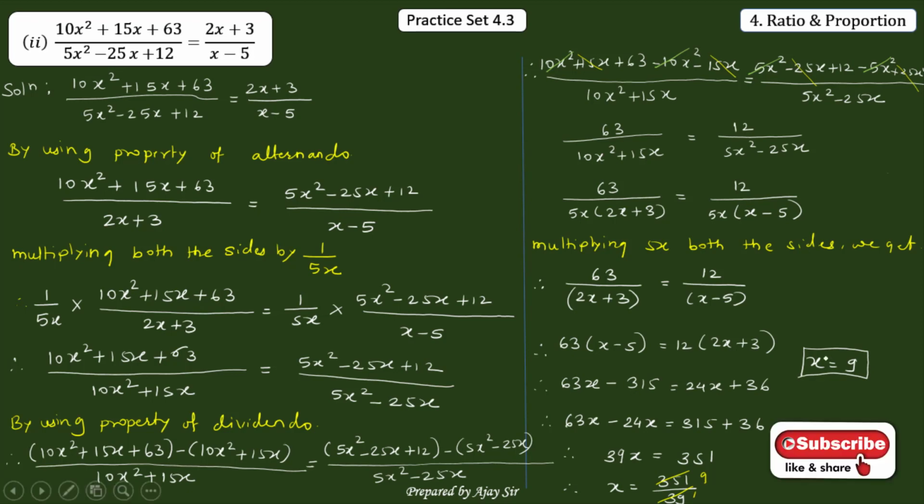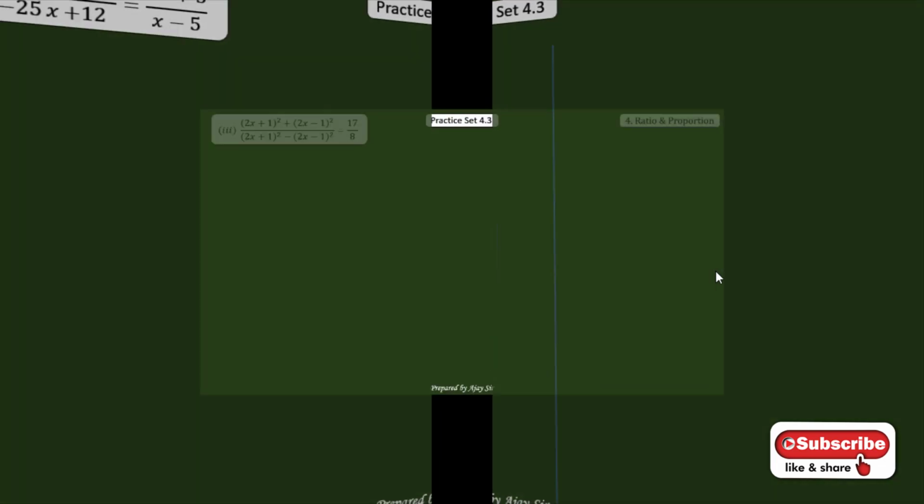So this is our answer. Like this you have to find the answers by using the given properties. Now let us solve the next question.